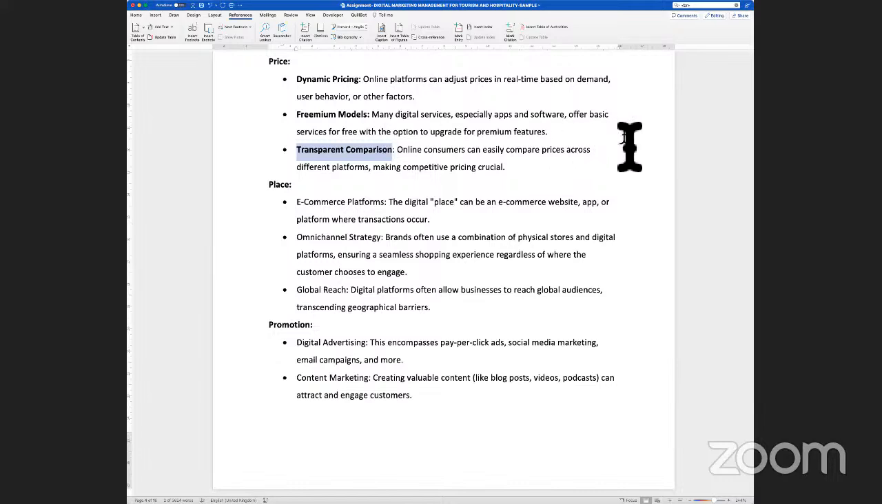Freemium models tend to be, I don't know whether it was discussed or not, but they tend to be used when companies are looking at traction of their products and services in the market.